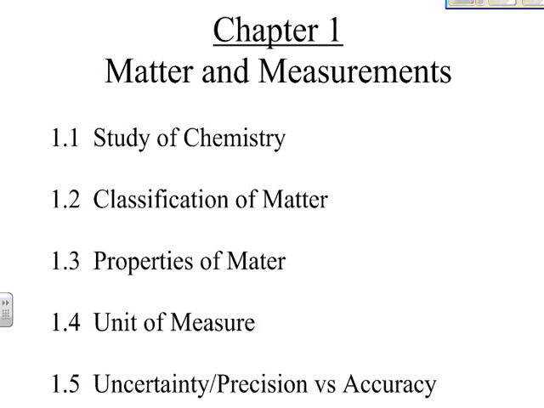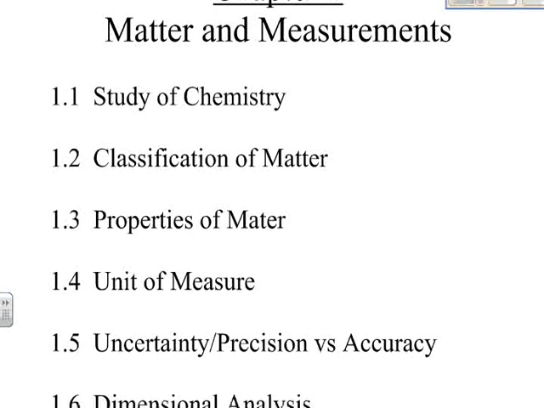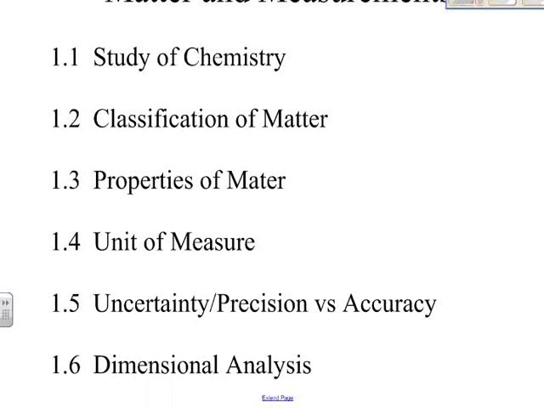So we've got the study of chemistry, classification of matter, properties of matter, units of measure, uncertainty in measurements, and precision and accuracy, and then finally dimensional analysis.